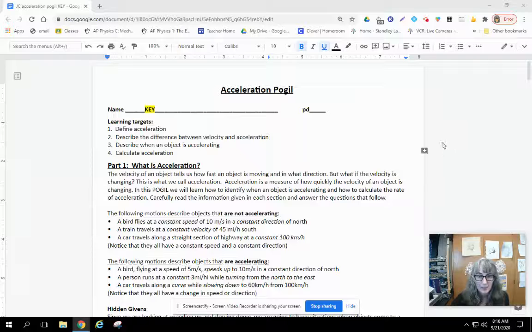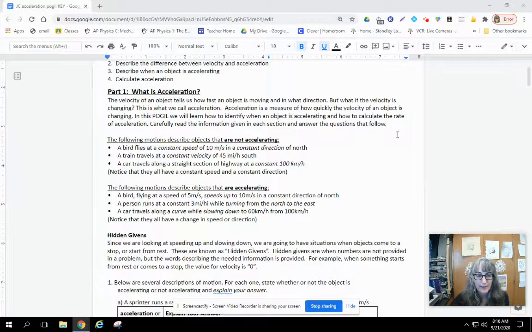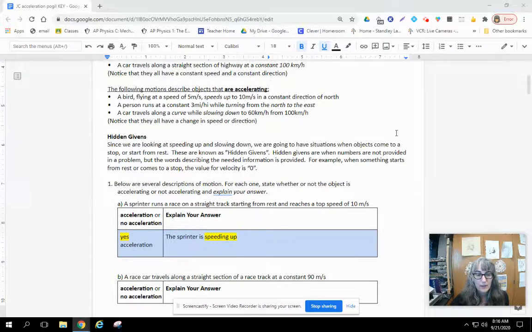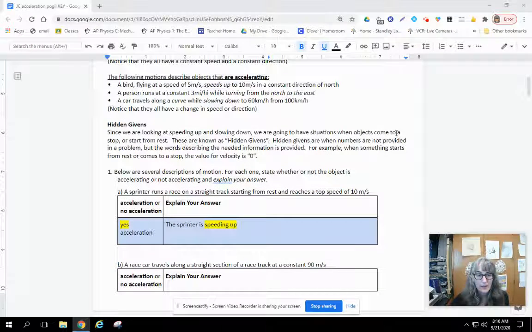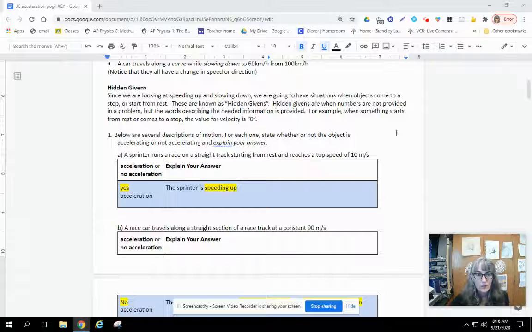All right, let's go through this acceleration POGIL and hit the high points and make sure we go over all the answers. So the first thing that I wanted to do was go over question 1. Does a sprinter who runs a race on a straight track starting from rest and reaching a top speed of 10 meters a second accelerate? Yes, because that sprinter is speeding up.